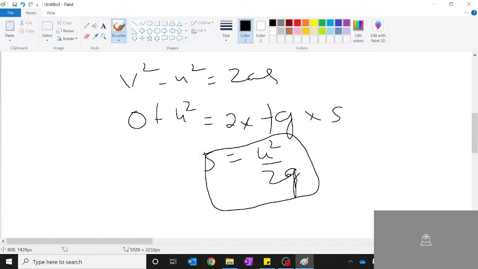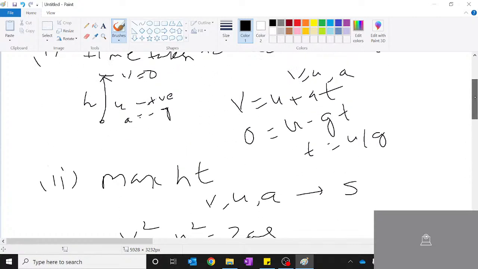In a couple of cases, they might give s = u squared by 2g, the maximum height, and the time taken, u by g, as standard formulas. But you don't have to learn all these by heart. It's a simple derivation from the standard formulas v = u + at and v squared minus u squared = 2as. From these you can derive both equations. If you understood the concept and its application, you will do these.